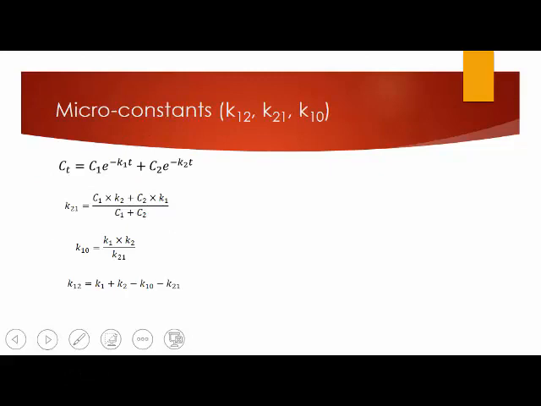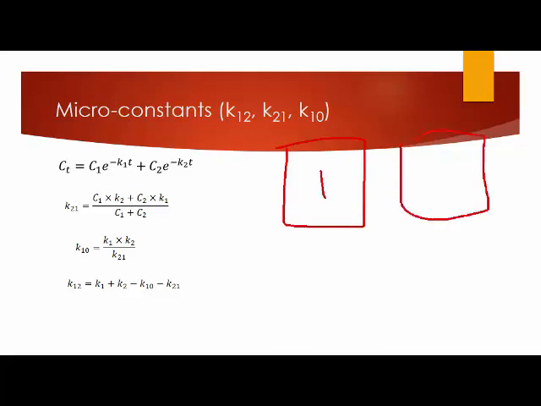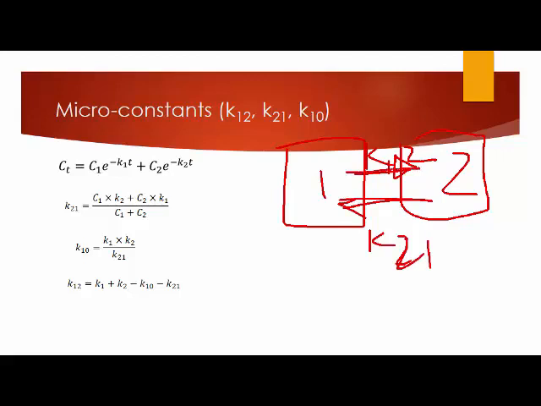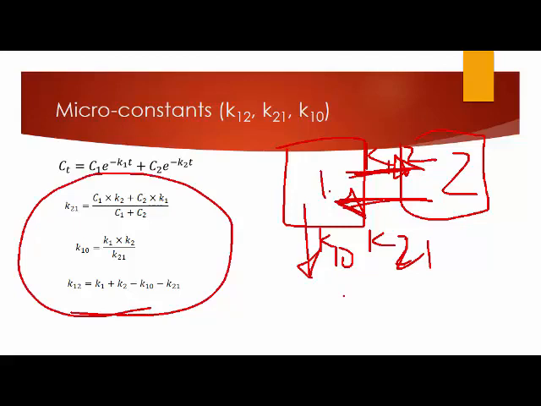Micro constants are all about the movement from one compartment to the second compartment. So K1,2 and K2,1. Just think about where you're starting and where you end up. So this is K1,2 going this way, K2,1 going this way, and K1,0 out of the body goes there. Okay?